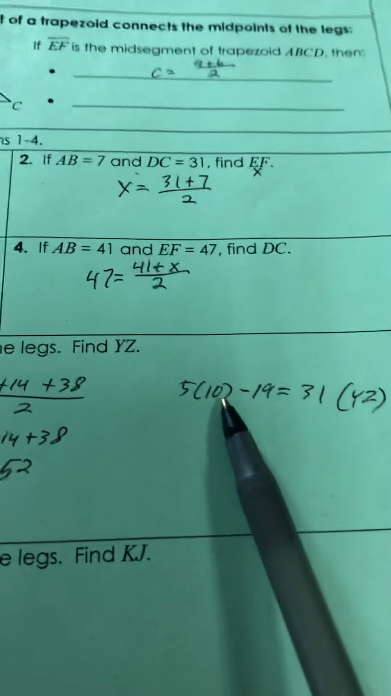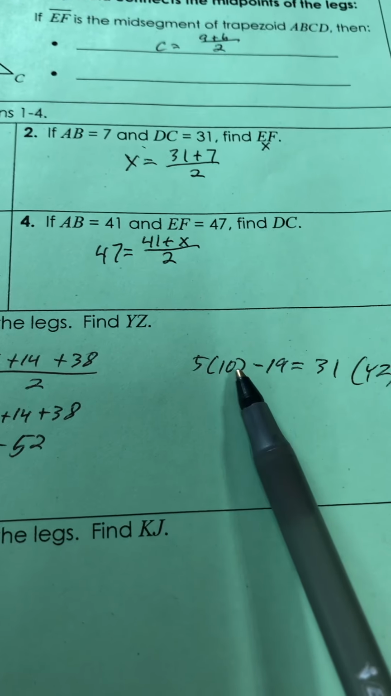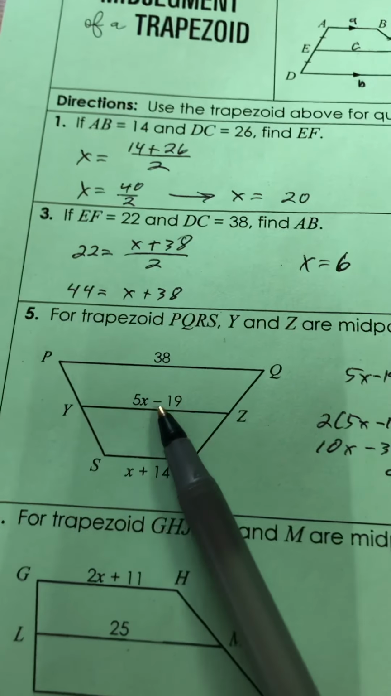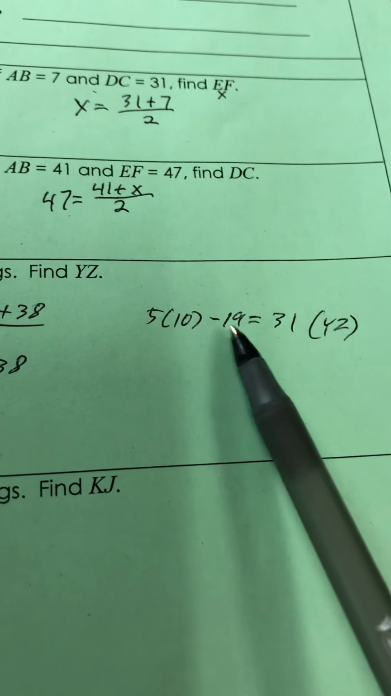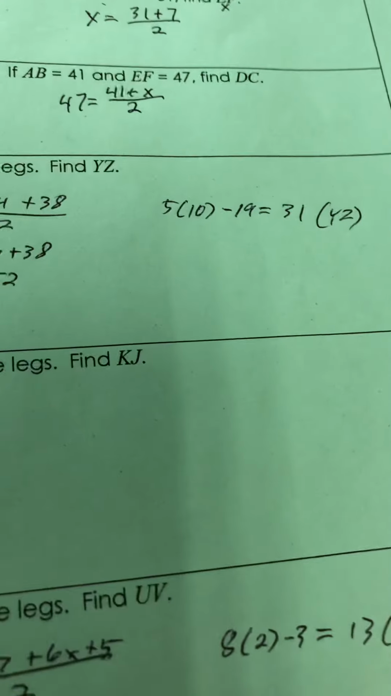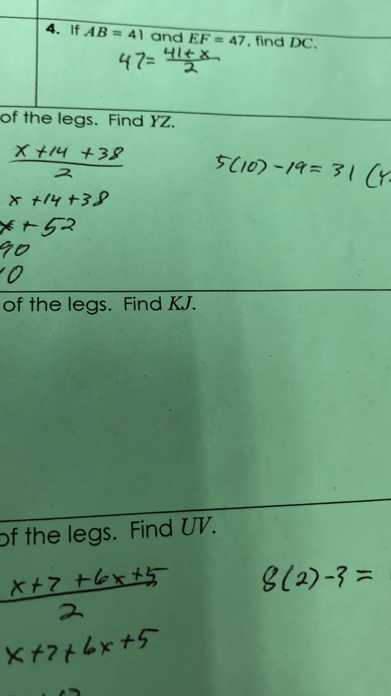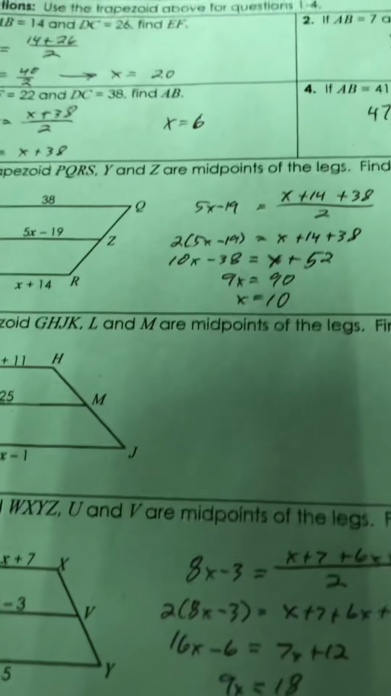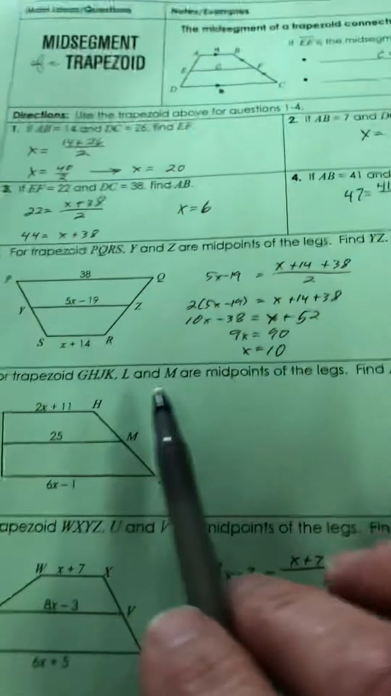So I plug the x value back in. So this 10 goes in for my yz, which was 5 times 10 minus 19. So 5 times 10 minus 19 equals 31. That's my yz. Try number 8 on your own. I could set it up for you.